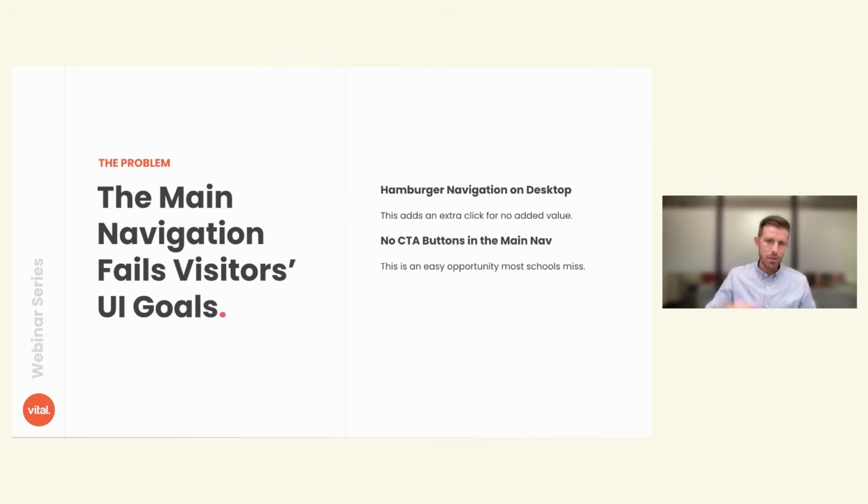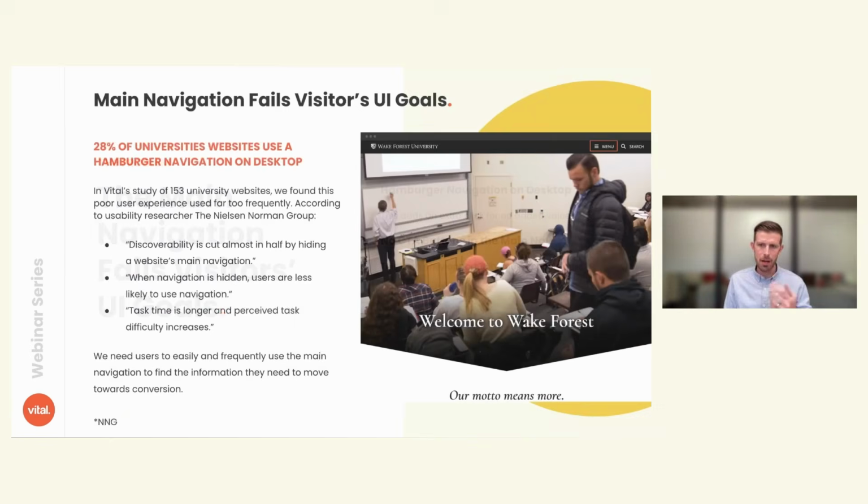Next problem. Problem number 2, main navigation fails user interface goals. So these are more quick hitters. These are more direct and easy. But hamburger navigations on desktop, big no-no, and no CTA buttons in the main nav. So let's talk about the hamburger nav first.